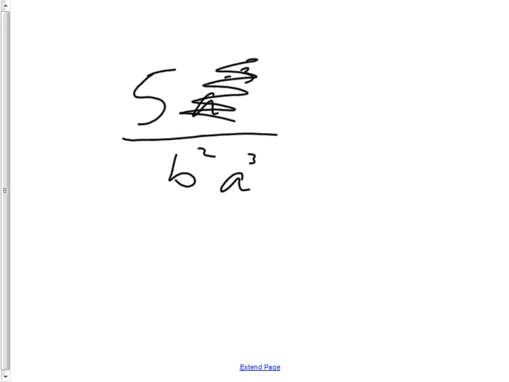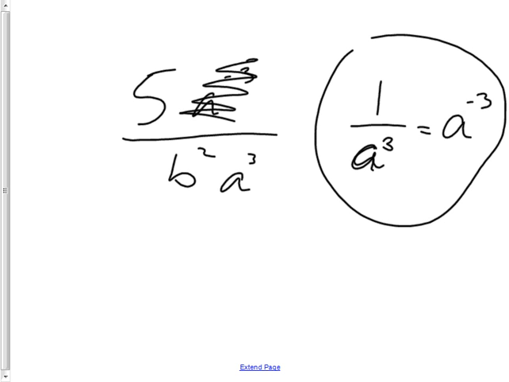You always want to write your answers without any negative exponents in them. Okay, so you should never leave an answer that has a negative exponent. Is it true that 1 over a to the third is equal to a to the negative 3? Yes. 1 over a to the third is a to the negative third. Those are both equal. But our preferred answers don't have negative powers in them.